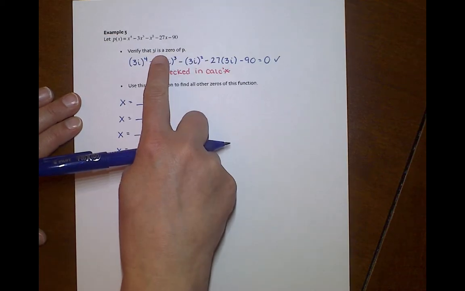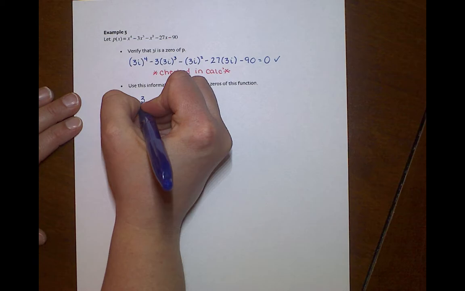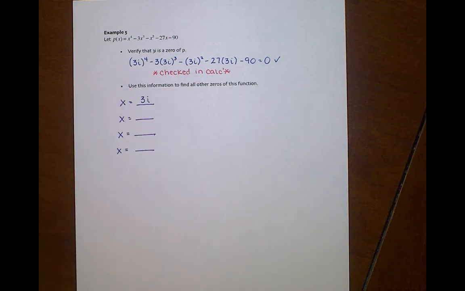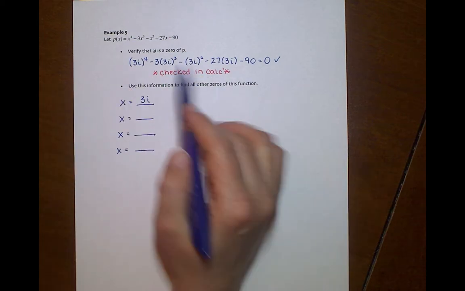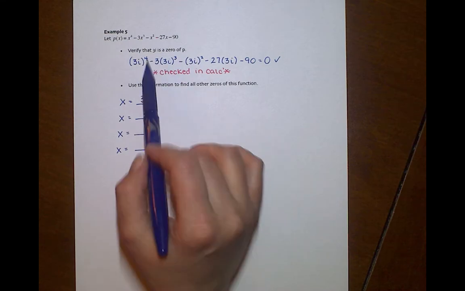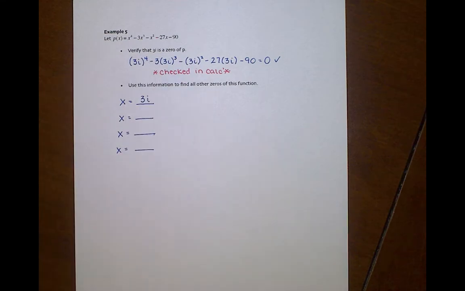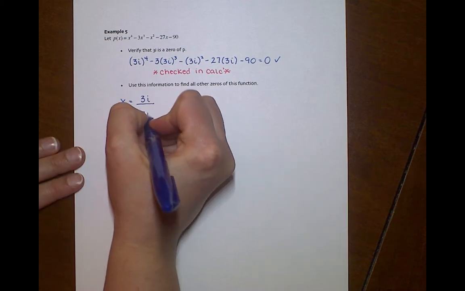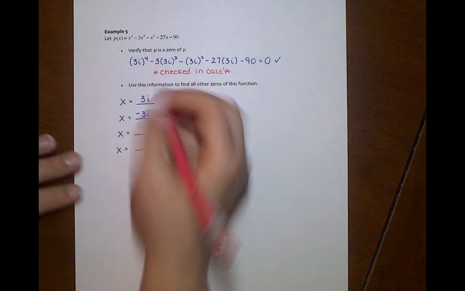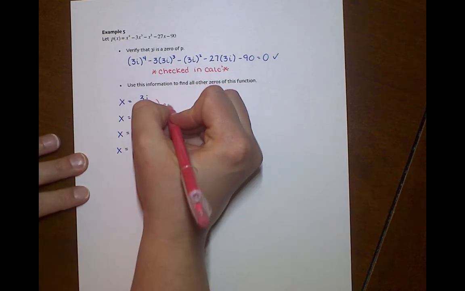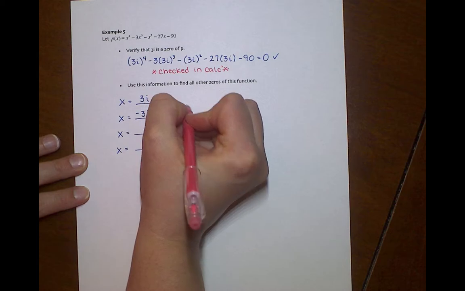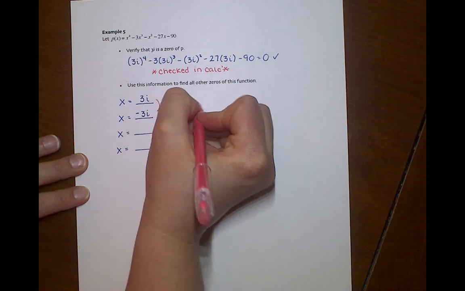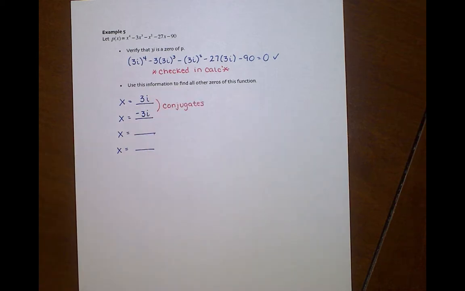And it told me one of them, right? We just found that one of the zeros is 3i. The very first thing I'm going to do is use that theorem that we just talked about, the conjugate pairs. If 3i is a root, then we also know that negative 3i is a root because these two things are conjugates of each other. So right off the bat, I know a second root. If I know 3i is a root, I automatically know negative 3i is a root. And now I need to find my other two, okay?